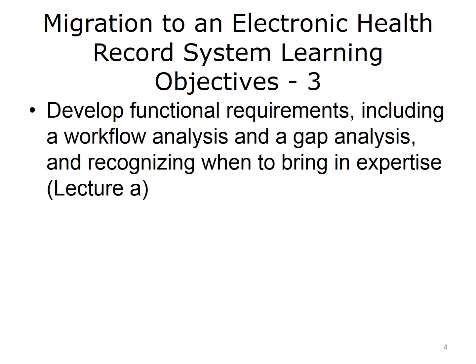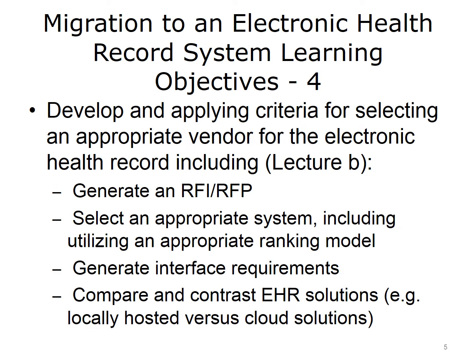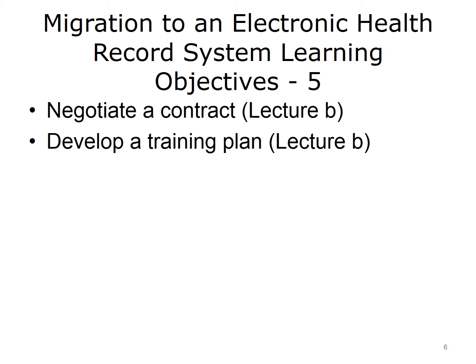Develop functional requirements, including a workflow analysis and a gap analysis, and how to recognize when external expertise is needed. Develop and apply criteria for selecting an appropriate vendor for the electronic health record, including generate a request for information, RFI, request for proposal, RFP, select an appropriate system, including using an appropriate ranking model. Generate interface requirements. Compare and contrast EHR solutions, for example, locally hosted versus cloud solutions. Negotiate a contract. Develop a training plan.